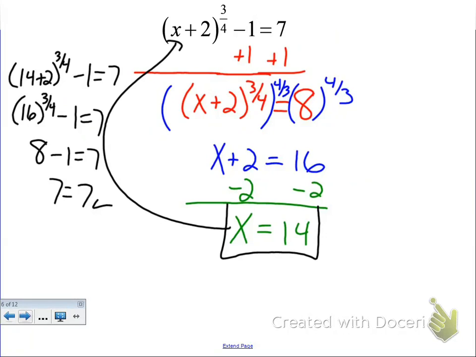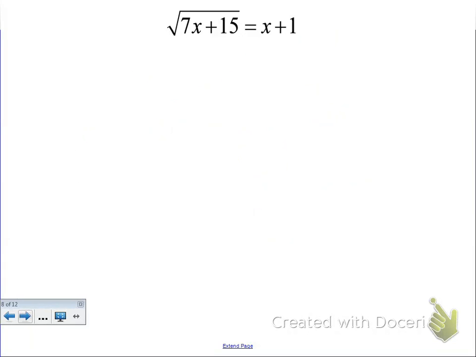Now at this point you're probably thinking, but Miss Teal, do they always work out? No, they don't. So for this one, let's give it a try and see if this one works out. Okay, so on this side, the left-hand side is being square rooted. So in order to get rid of that, we want to do the inverse operation. We want to square both sides. So we're left with 7x plus 15 equals, now we're going to do the math F word.